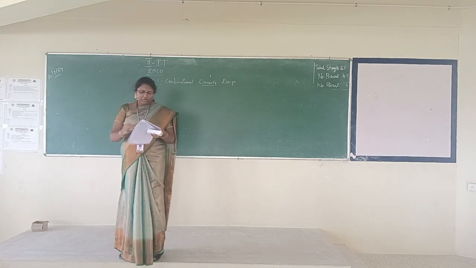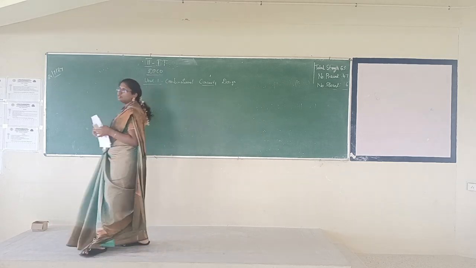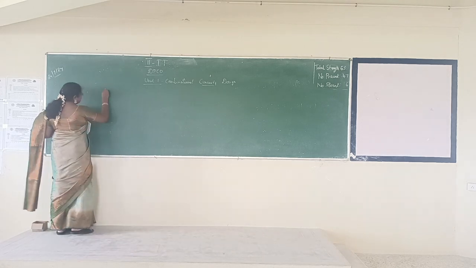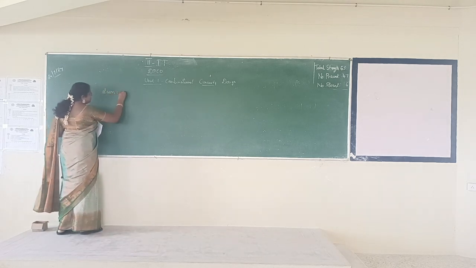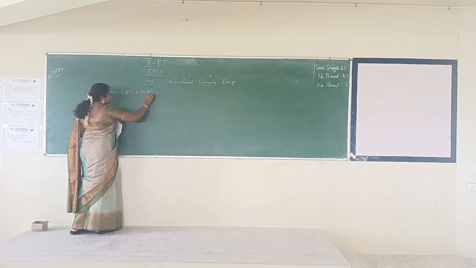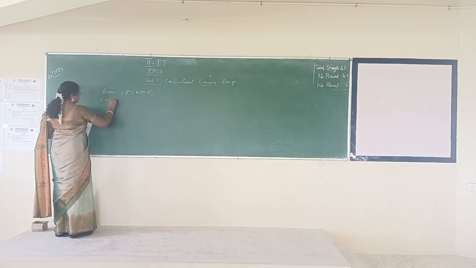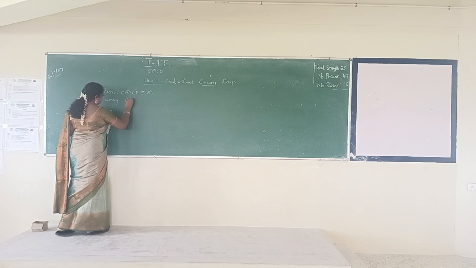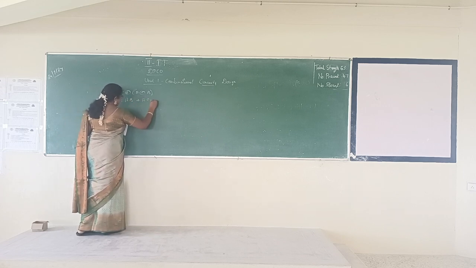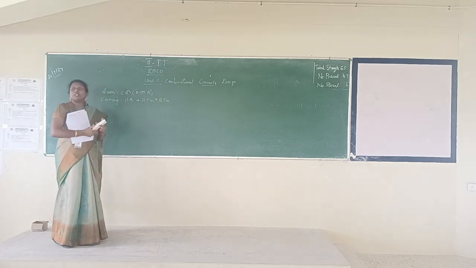Then similarly for the full adder, what's the expression for sum? C XOR A XOR B. Right. What's the carry? AB plus BC plus CA. Then what's the next step?